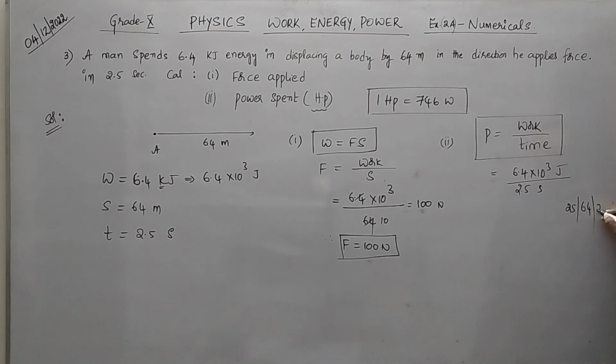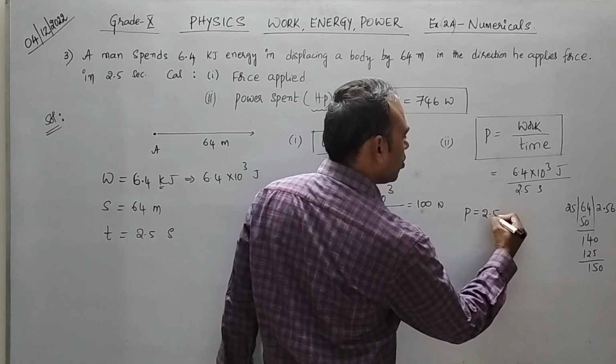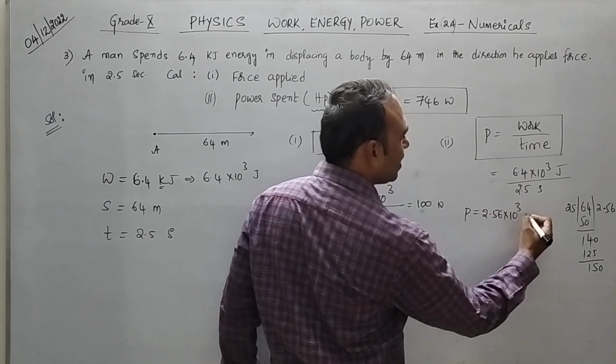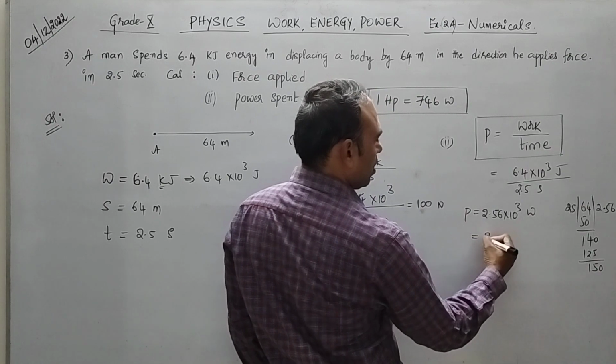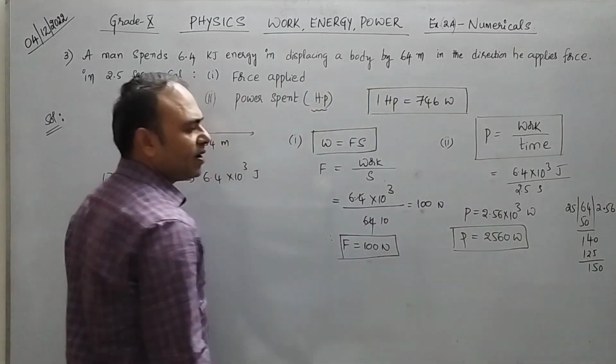Now you can just check the division. So 25 twos 50, 4, 14. So you can have 140, 5s 125. So now we got 2.56. So we can say that power is 2.56 into 10 to the power of 3 watt, nothing but 2560 watt. We got power in watt.